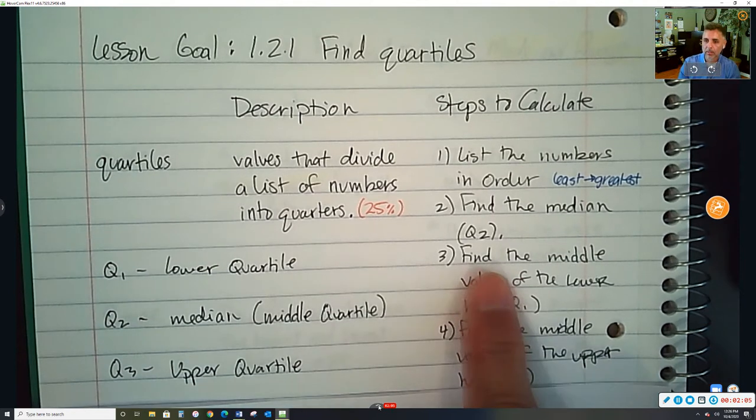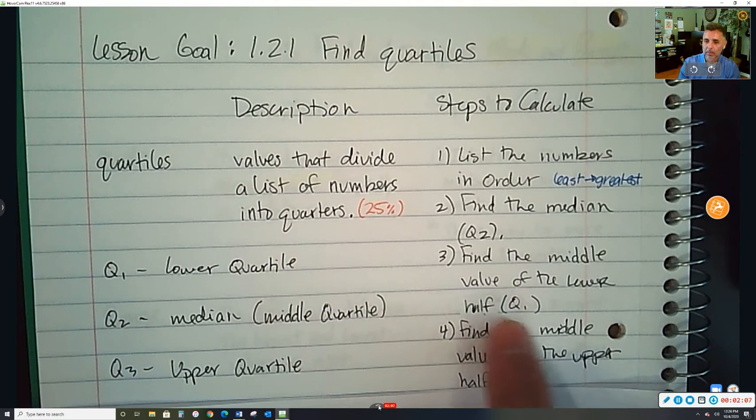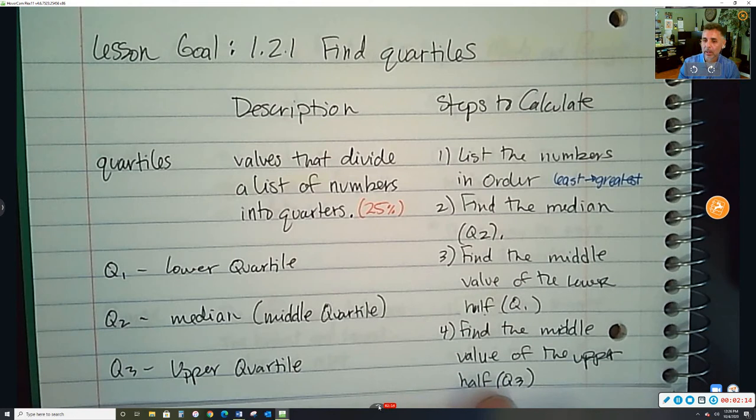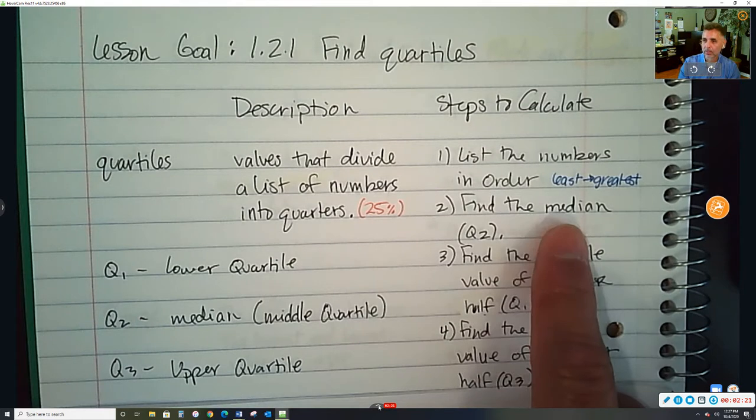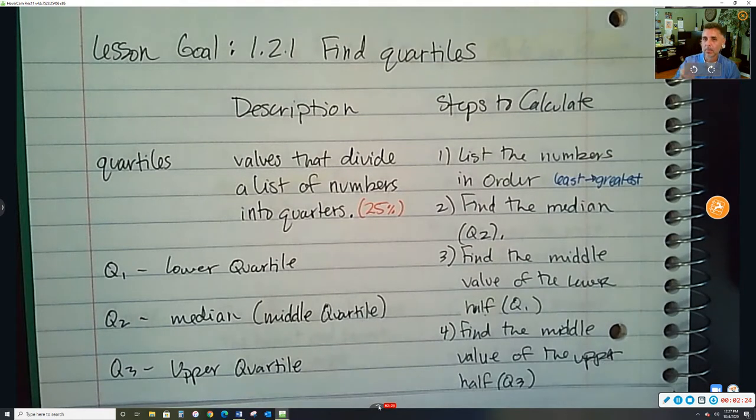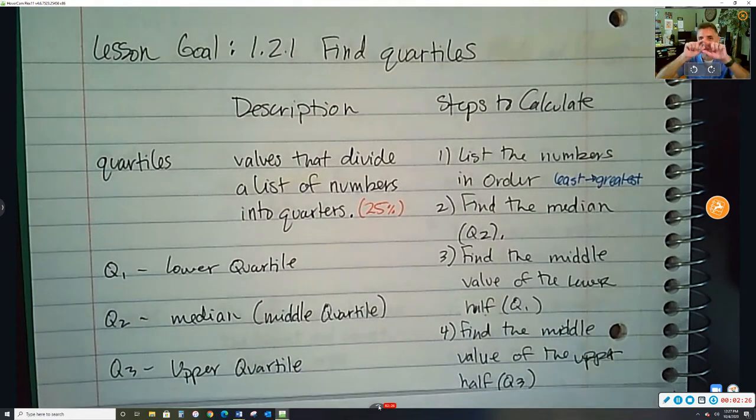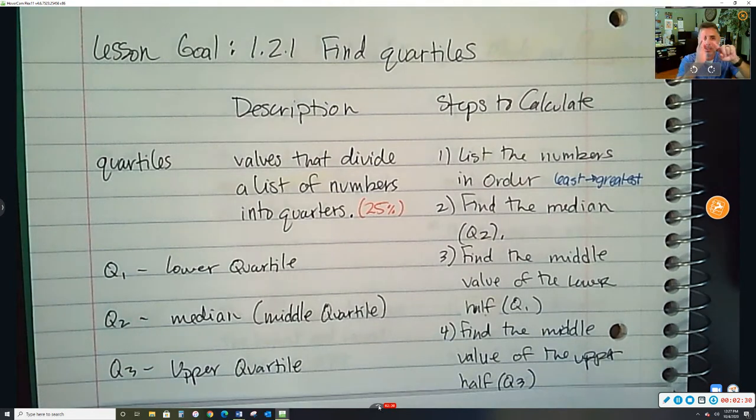So here I put find the middle value of the lower half of the numbers, and that's going to be your quartile 1. And then you find the middle value of the upper half of numbers, and that's going to be your quartile 3, okay? So really what we're doing is finding the median like 3 times. You're going to find the median of the original list of numbers, that's the middle, and then you're going to find the median of the smaller one, and then the median of the upper half, okay?